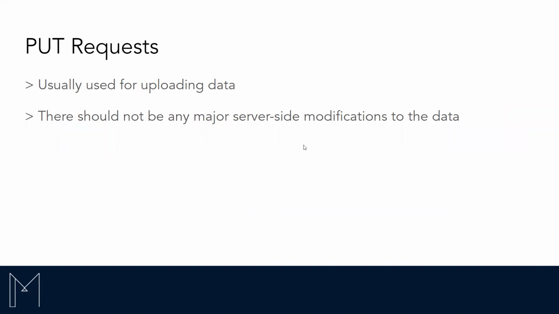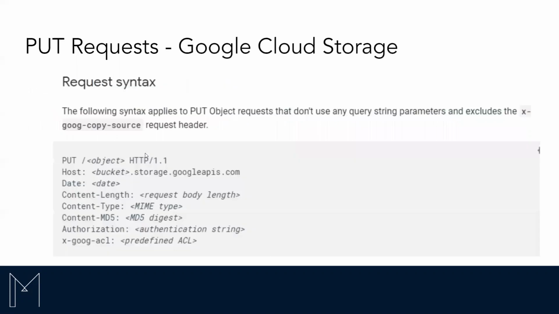So the third type is pretty common. It's called PUT request. This is usually used for uploading data, which means that there should not be any major side modifications to the data. Say, for example, you want to upload some files onto, say, Google Cloud or Google Drive. You don't want Google to be modifying the file that you uploaded. So that's why PUT requests are there.